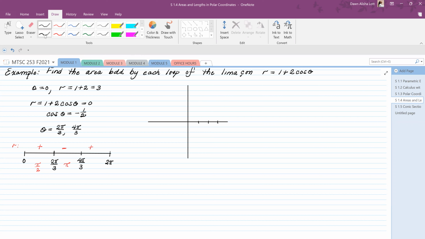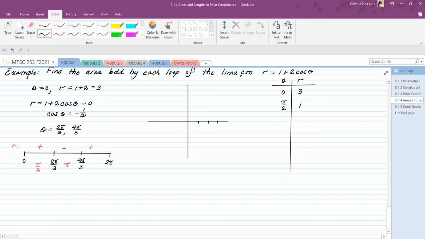So let me just do a couple. So over here, this is what I know so far. At theta equals 0, r is equal to 3. At theta equals pi over 2, r is equal to 1. And r becomes 0 when theta is 2 pi over 3. So you can see r is shrinking and then it shrinks down to 0.